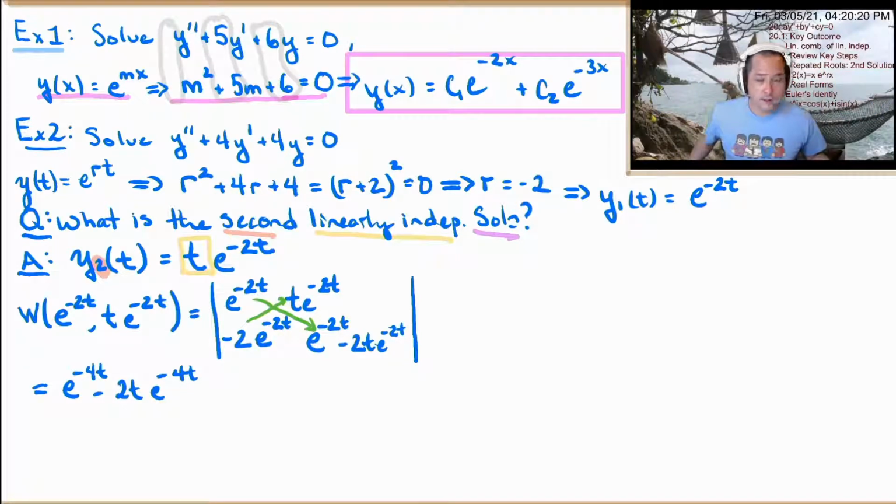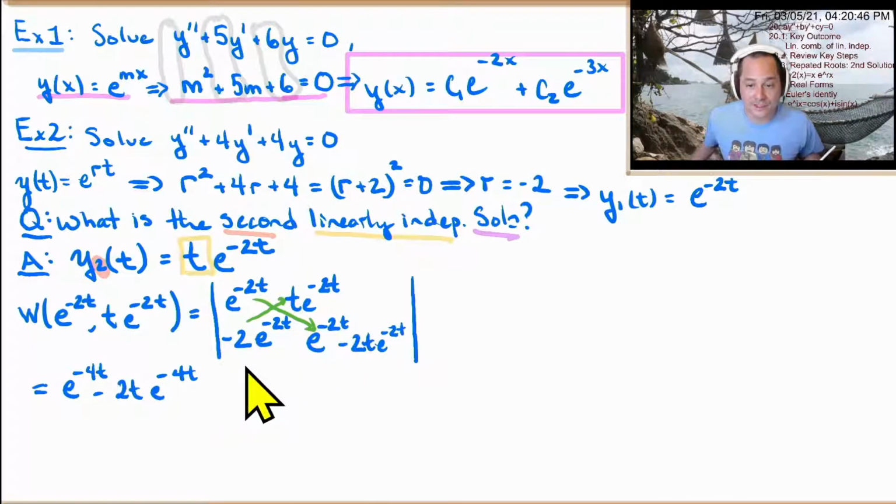All right, so when I go upper left times lower right, this e^(-2t) is going to hit both of the terms in the lower right. Since the bases are the same, I will add the exponents together to get a grand total of e^(-4t) for my first term. Then I get a -2t, because that's the prefactor, and then again I get an e^(-4t).